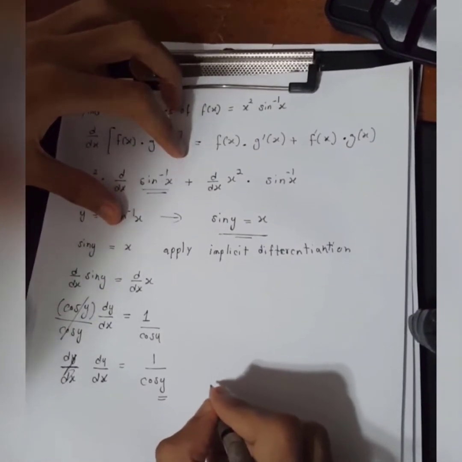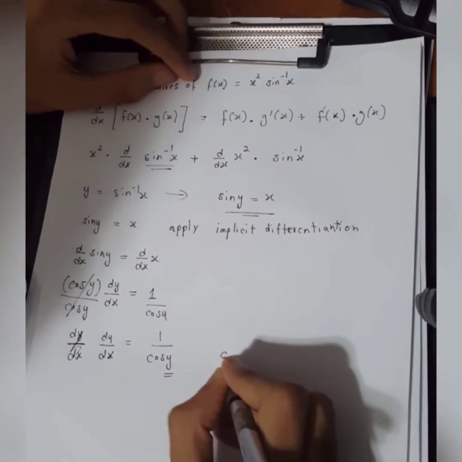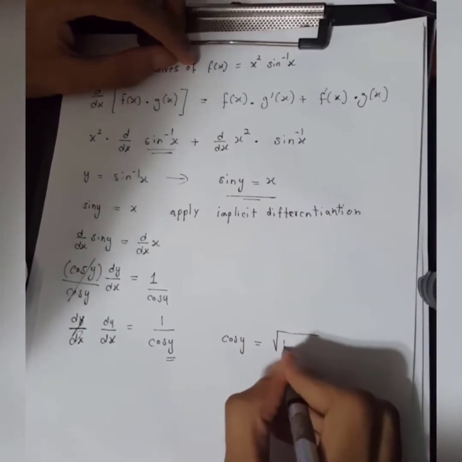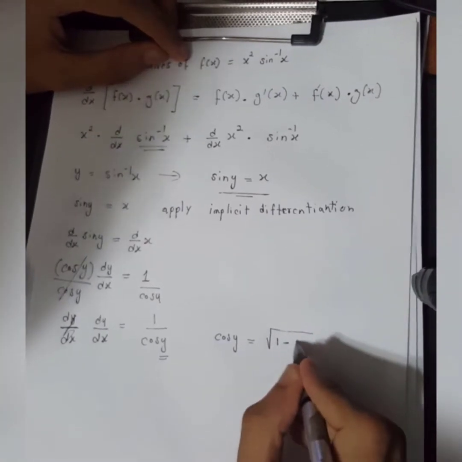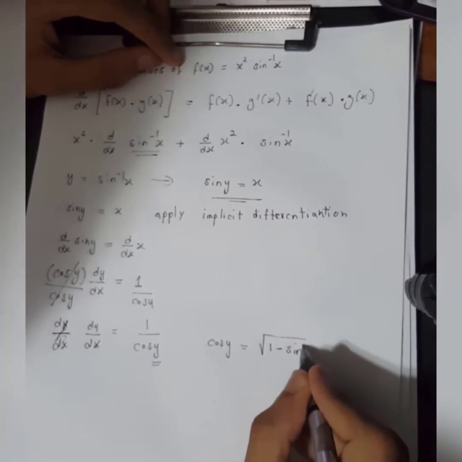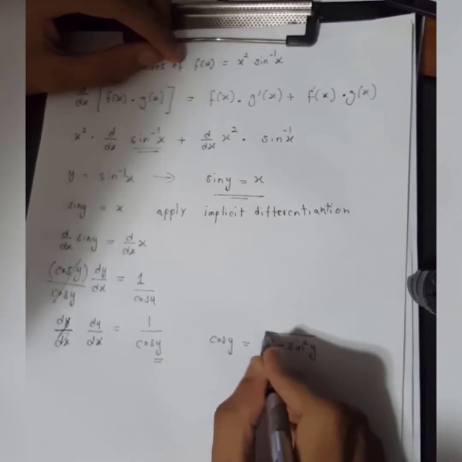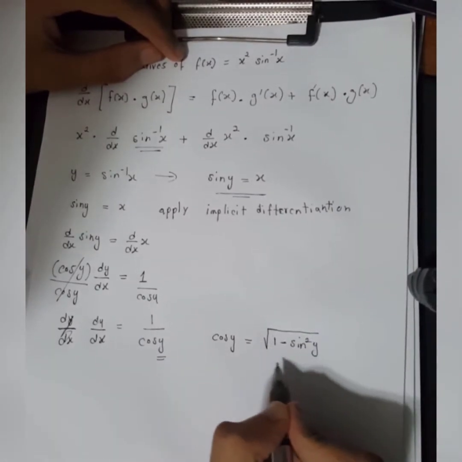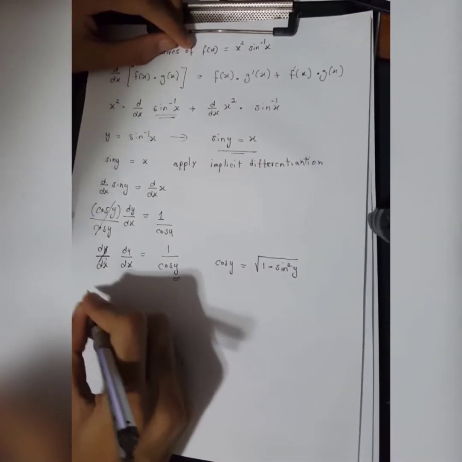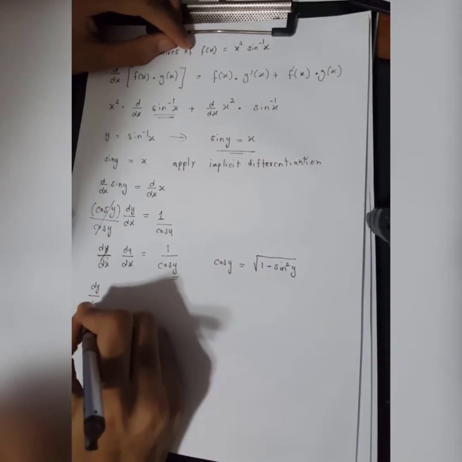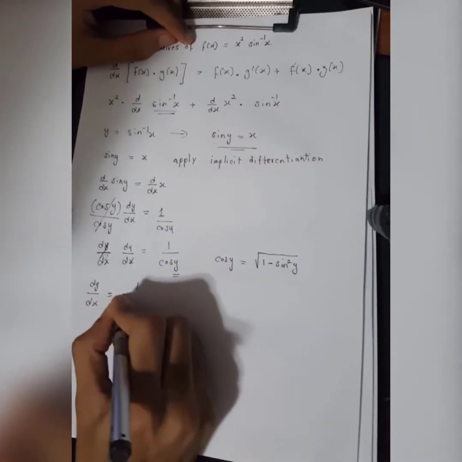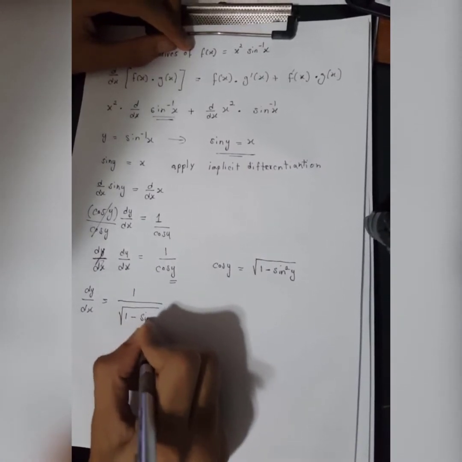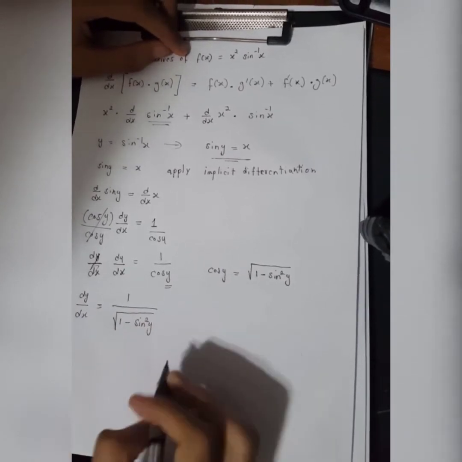We know from the trigonometric identities that cosine y is equal to the principal root of 1 minus sine squared y. So I can change the cosine y to this form, and then what we will get is dy over dx is equal to 1 over the principal root of 1 minus sine squared y.